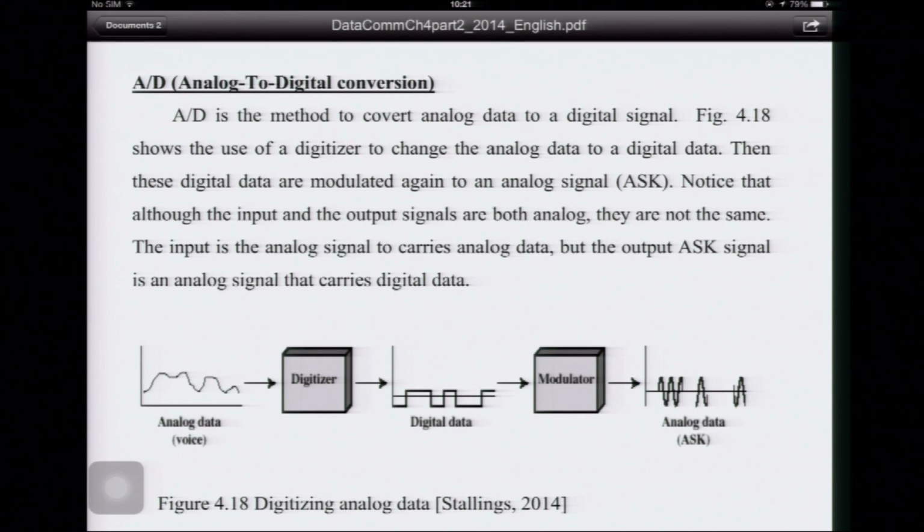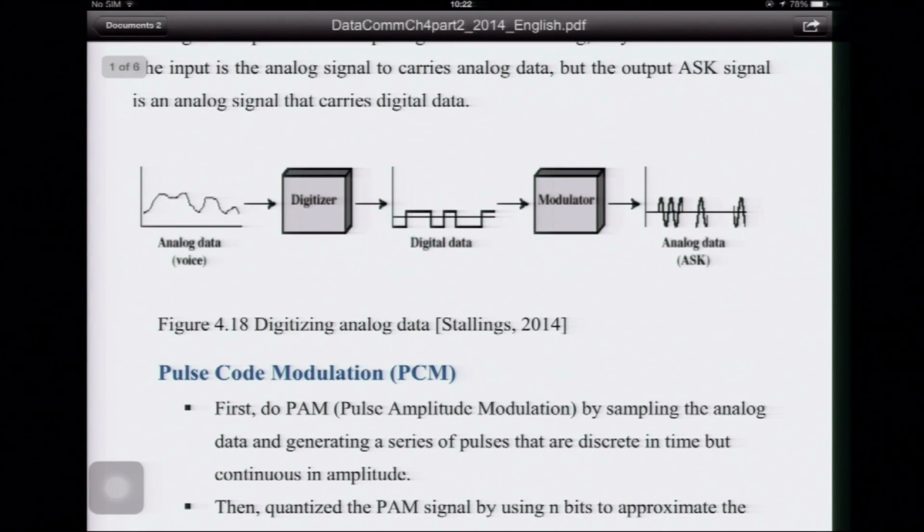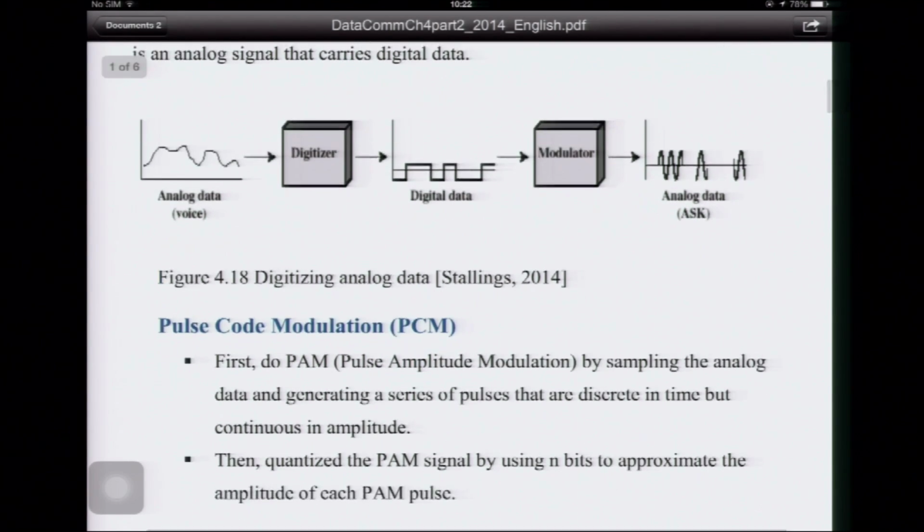So you can see that even though the source is analog data, what you are actually sending is analog again, ASK, and it doesn't look the same. On the leftmost side you have just a waveform of the voice, but on the rightmost side this is the analog signal that you actually send through the air. So this picture is a combination of two methods.